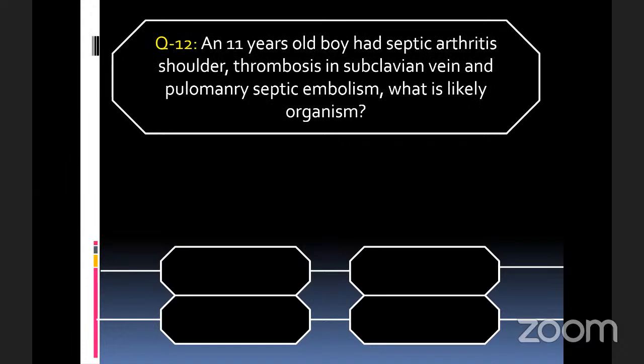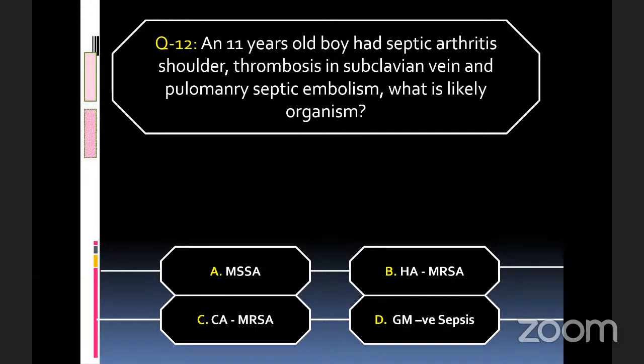Next question is, an 11-year-old boy had septic arthritis of the shoulder, thrombosis in subclavian vein, and pulmonary septic embolism. What is the likely organism? First is MSSA, second HA-MRSA, CA-MRSA, or gram-negative sepsis.